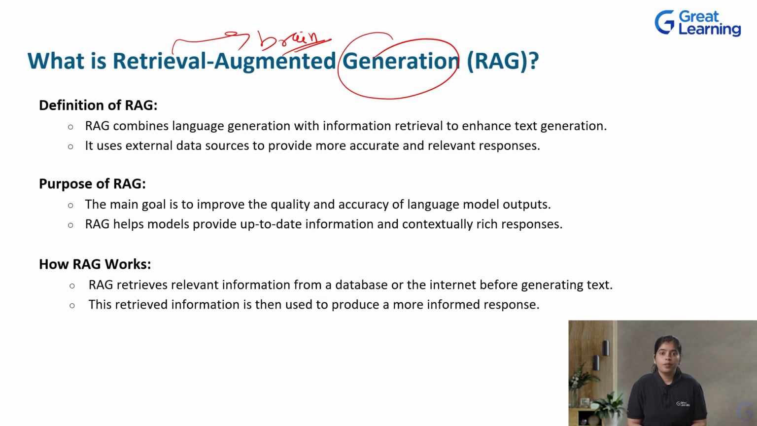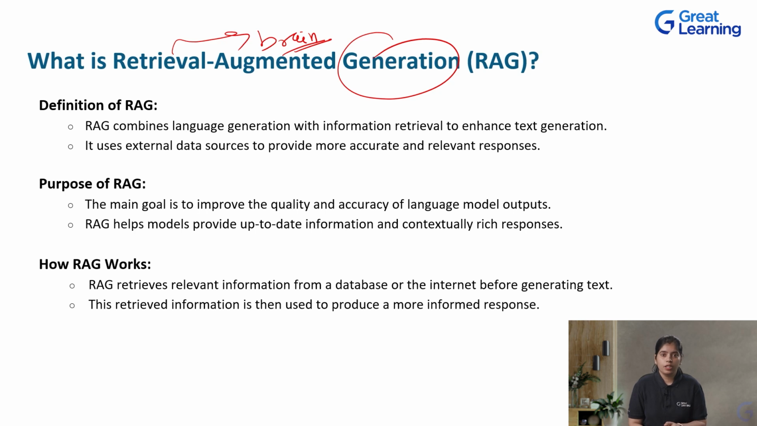Next comes the purpose of RAG. What is the main goal? Of course, if we are working on data, if we want to train or deploy a model, we need accuracy, we need quality, and reliability should be there. These three things are there in RAG. So the main goal of RAG is to improve the quality and accuracy of language model output, because that is the issue we get in LLMs, as I discussed before in the limitations of LLMs.